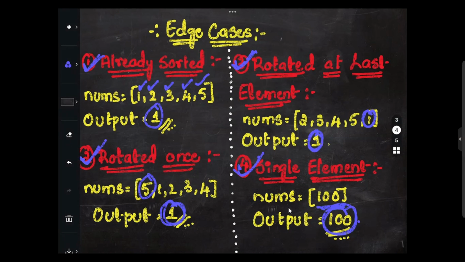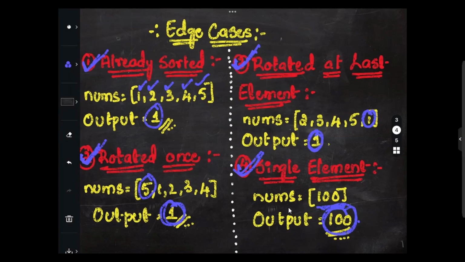These are the 4 edge cases that we need to keep in mind. The first edge case we discussed is already sorted. The second is rotated once. The third is rotated at the last element. The fourth is a single element. Now we are familiar with the approach as well as the edge cases, so it will be easier to write the code.